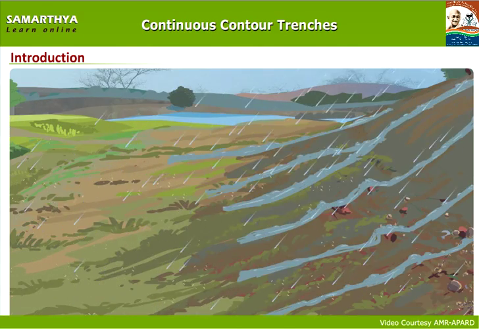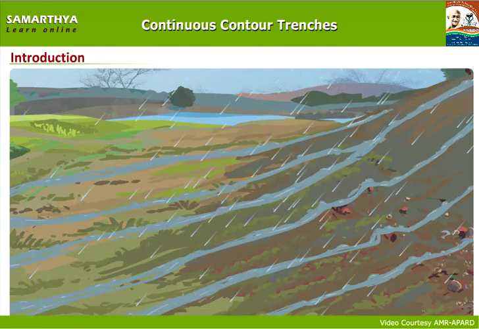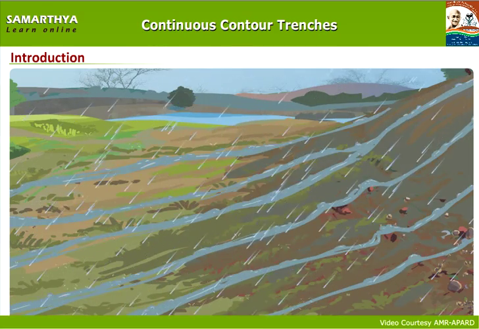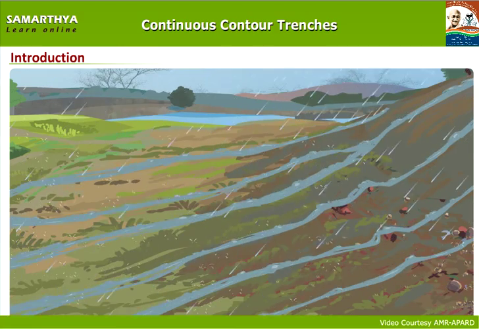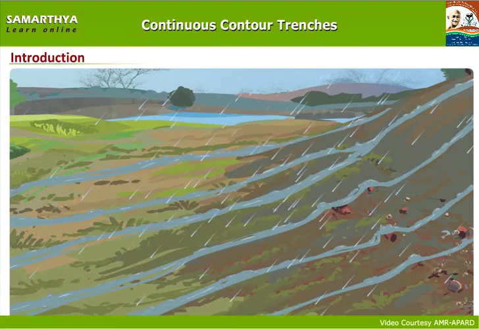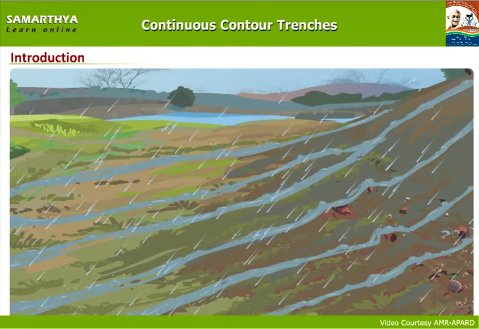More of the rainwater from hillock areas goes to waste. By conserving the rainwater, we not only increase the percentage of soil moisture, but also create a suitable environment for growing plants.